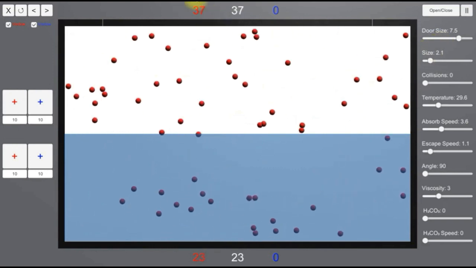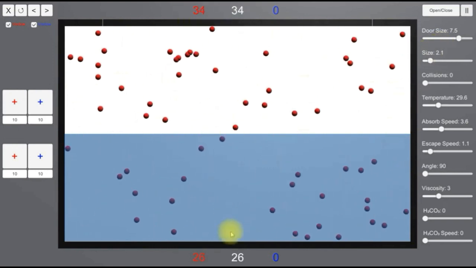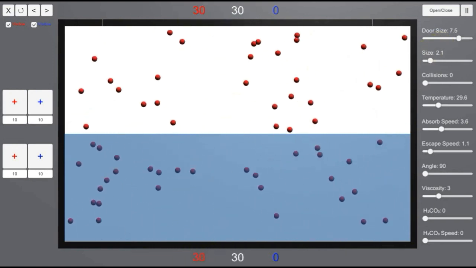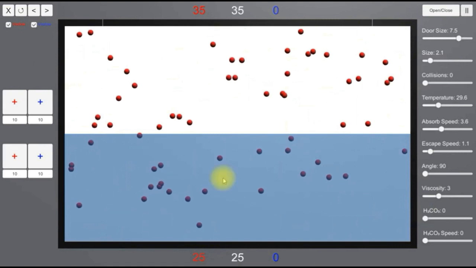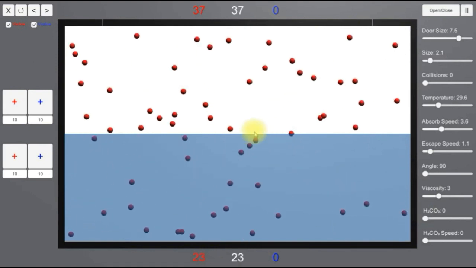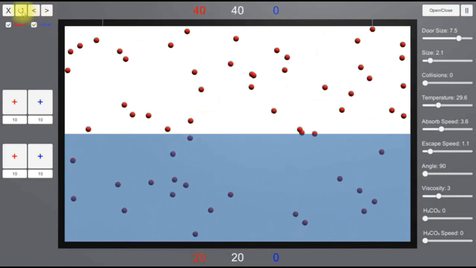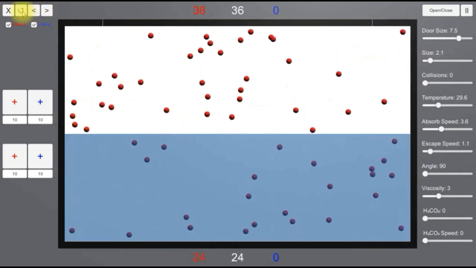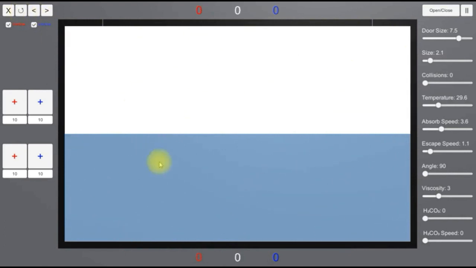And sure enough, that is borne out. I've got something like 30 molecules in the headspace and 30 molecules in the solution. Now, as before, let's ask again a similar question.